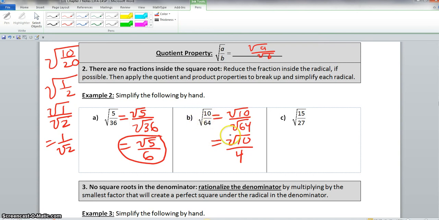even before you simplify. Now we have the square root of 15 over 27. Neither one of these are perfect squares, but we know 15 and 27 both have 3 in common, so that will leave us 5 over 9. Now we will have the square root of 5 all over the square root of 9. And that will leave us the square root of 5 over 3.